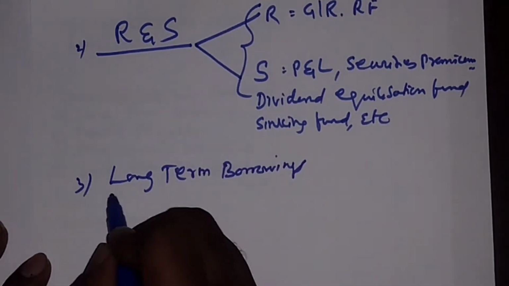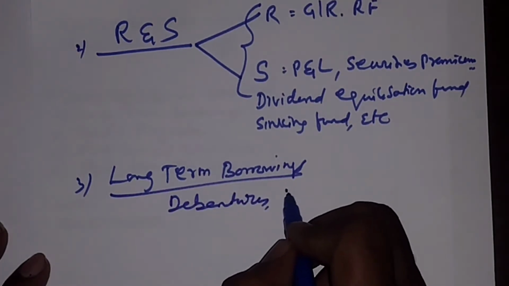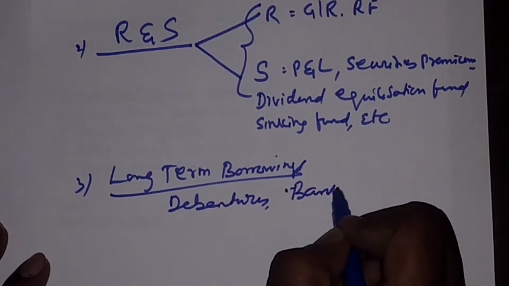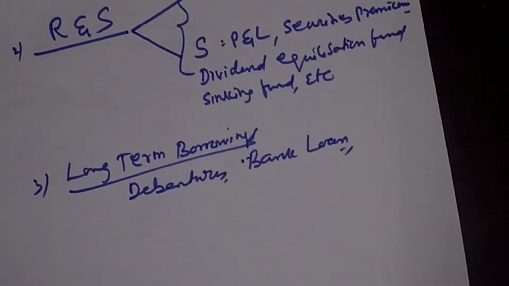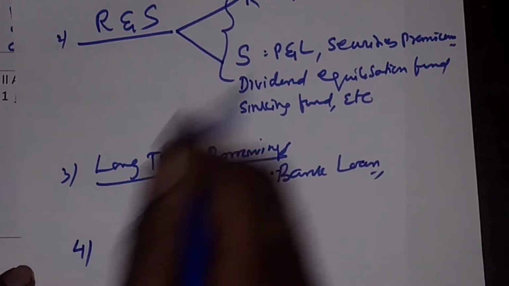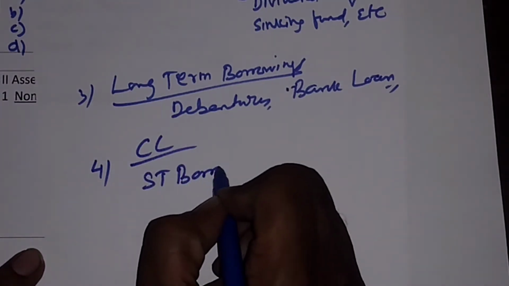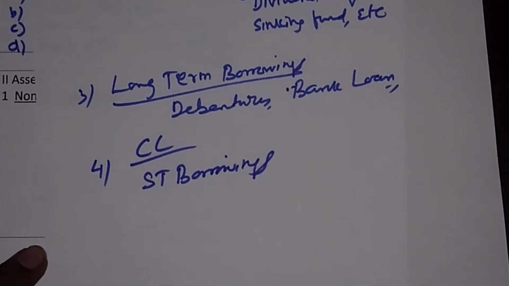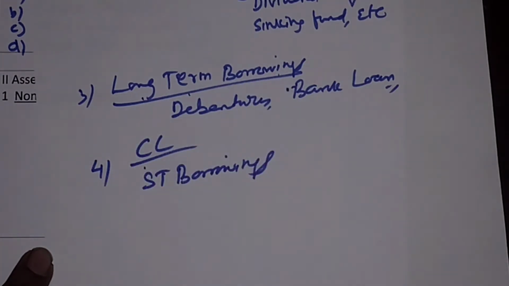After that, long-term borrowings. This includes debentures, any bank loan for a long period of time, and the mortgage loan also. Now, after long-term borrowings, next under current liabilities is short-term borrowings. Any borrowings which have to be paid within 12 months are called current liabilities. Anything which we pay after more than 12 months, we call long-term borrowings.